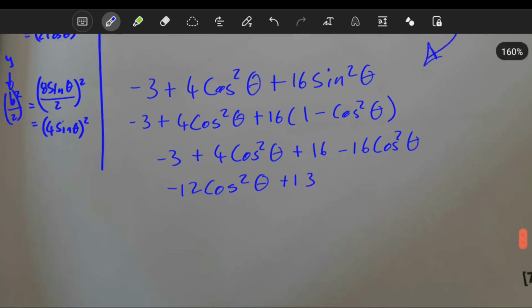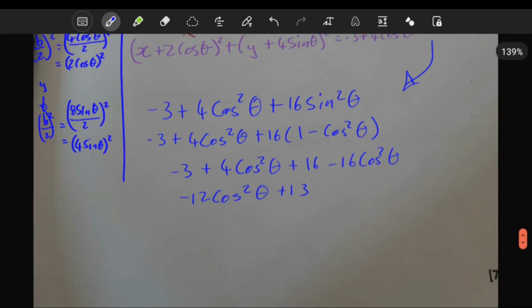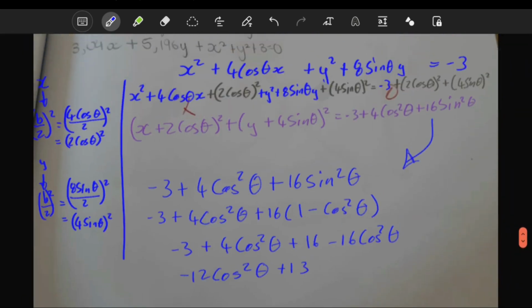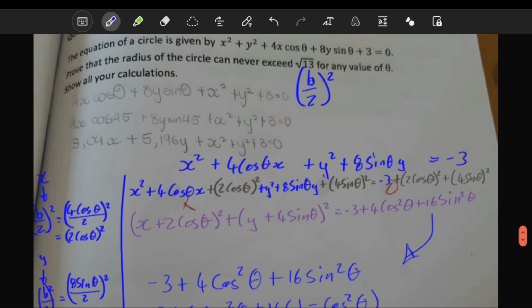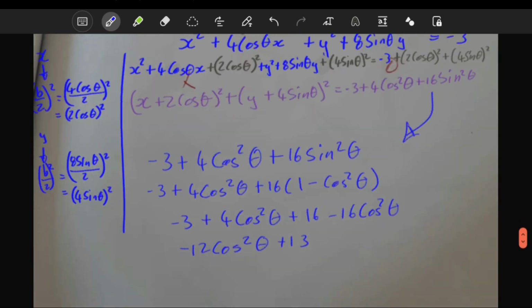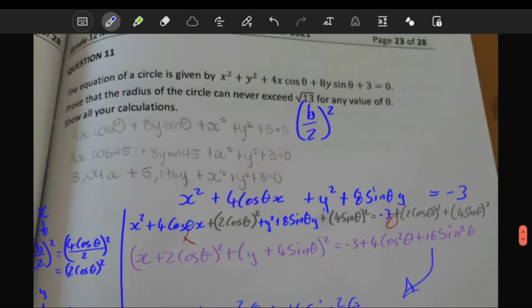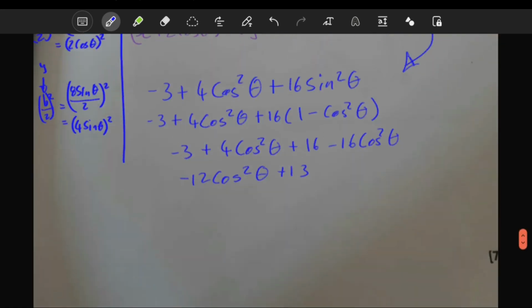They said we should show that the radius of the circle can never exceed square root of 13 for any value of theta. Show calculations.